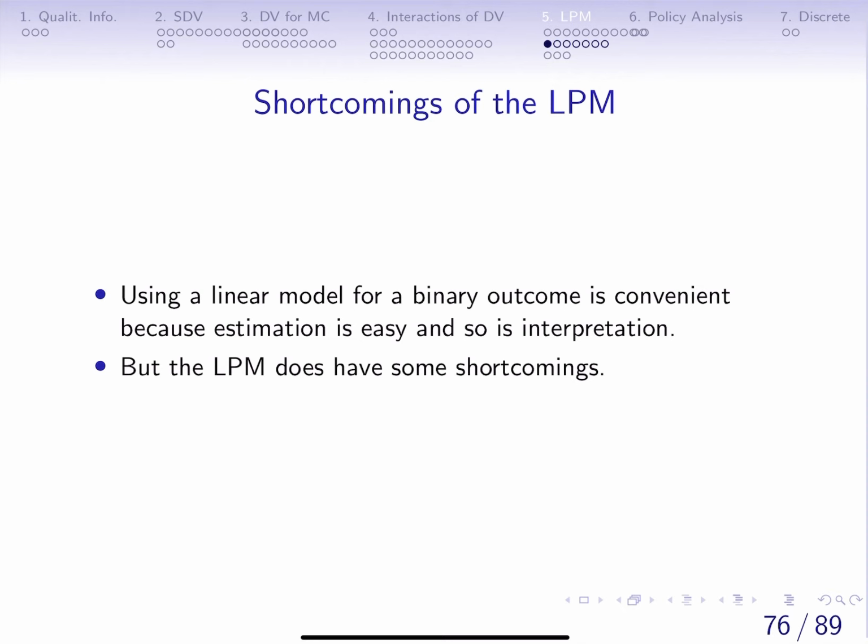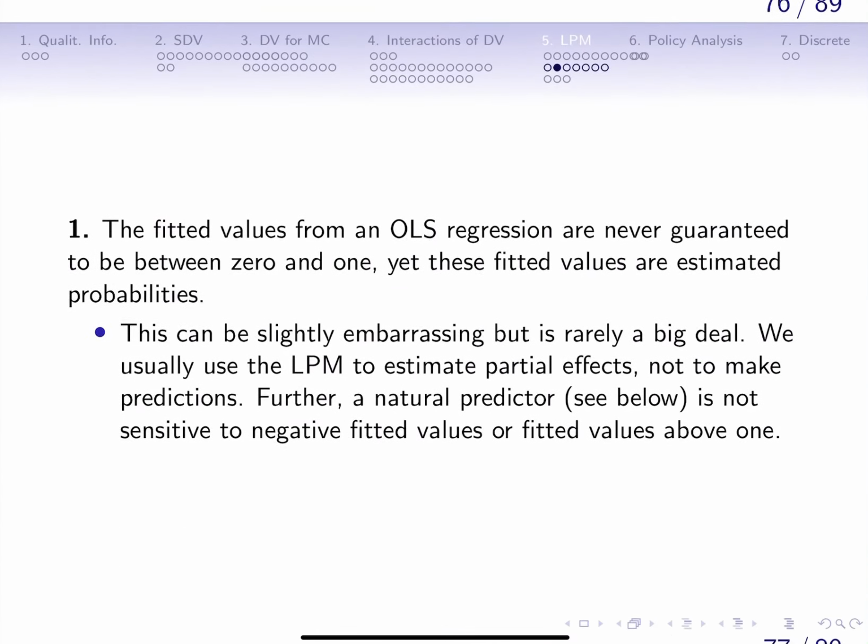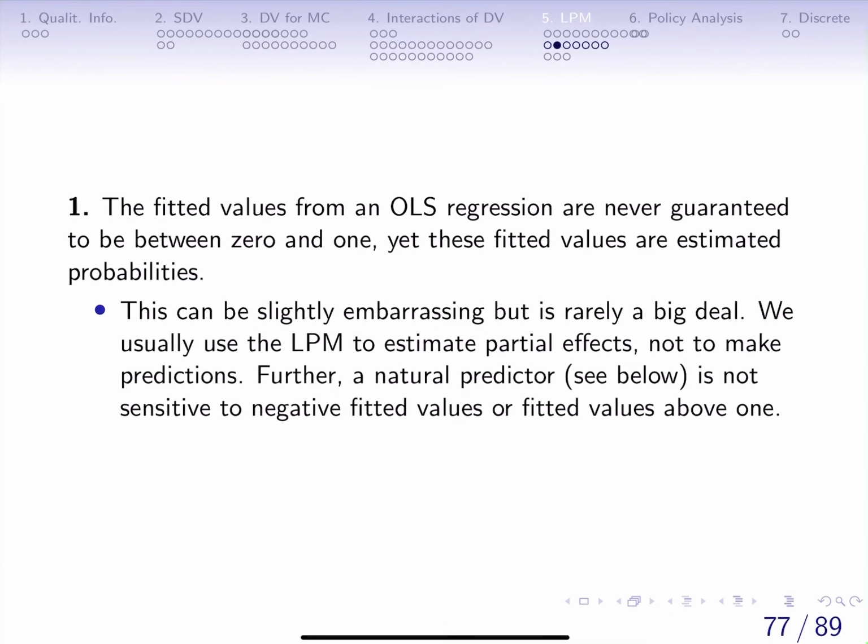Now, there are various shortcomings of the linear probability model. However, this is a very useful model to begin with, and it is used a lot in applied economics papers. Let's take a look at the first shortcoming. One of the most important shortcomings is that the fitted values or the predicted values from an OLS regression using an LPM are never guaranteed to be between 0 and 1.